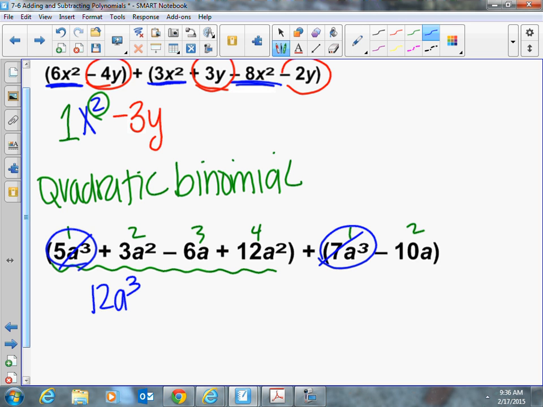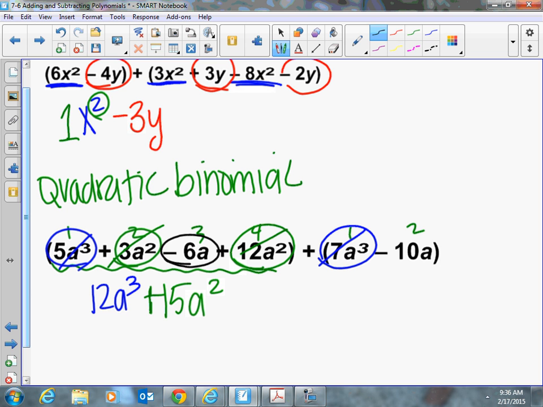Now I would look for any a squareds. I've got 3a squared plus 12a squared. That gives me 15a squared. Done with those. Now I look for any a's. I have a negative 6a with a negative 10a. That gives me negative 16a.